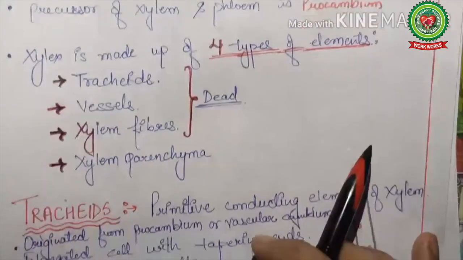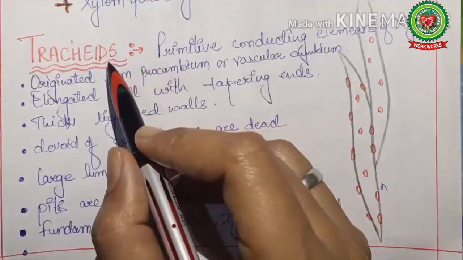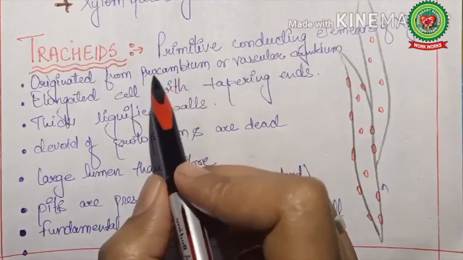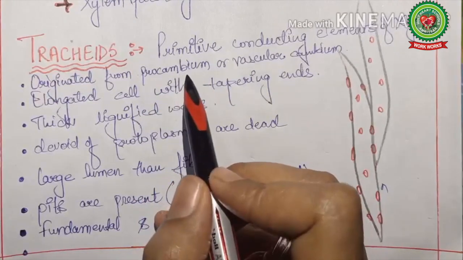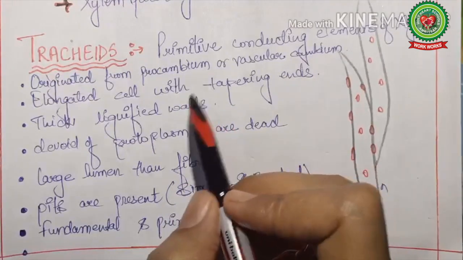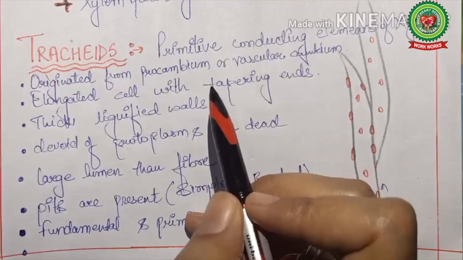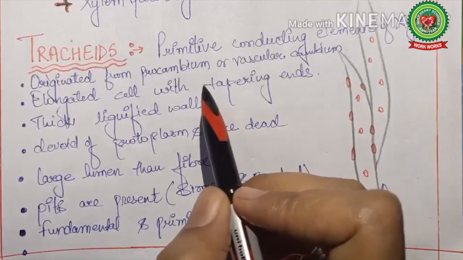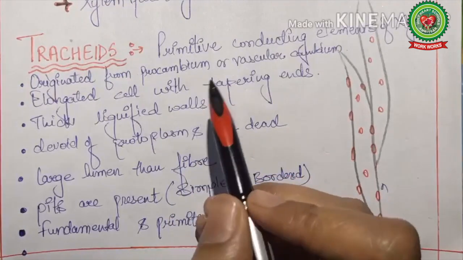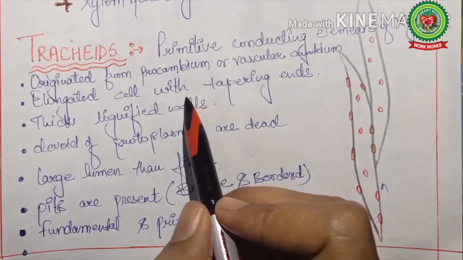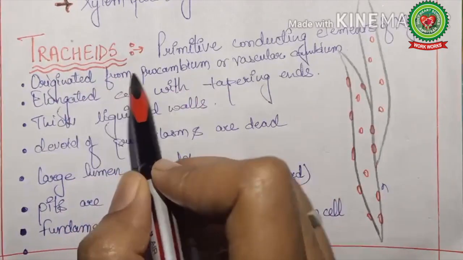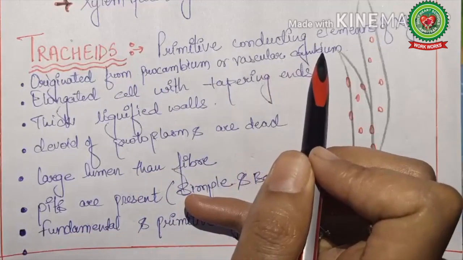First of all, if we talk about tracheids, tracheids originate from procambium or vascular cambium. Students, when the primary plant body is formed, apical meristem will divide and form tissue and help in primary growth of the plant. At that time procambium is the part which forms xylem tracheids, and during secondary growth when wood is formed, which is actually xylem, at that time vascular cambium forms xylem tracheids. So we can say they originate from procambium and vascular cambium.